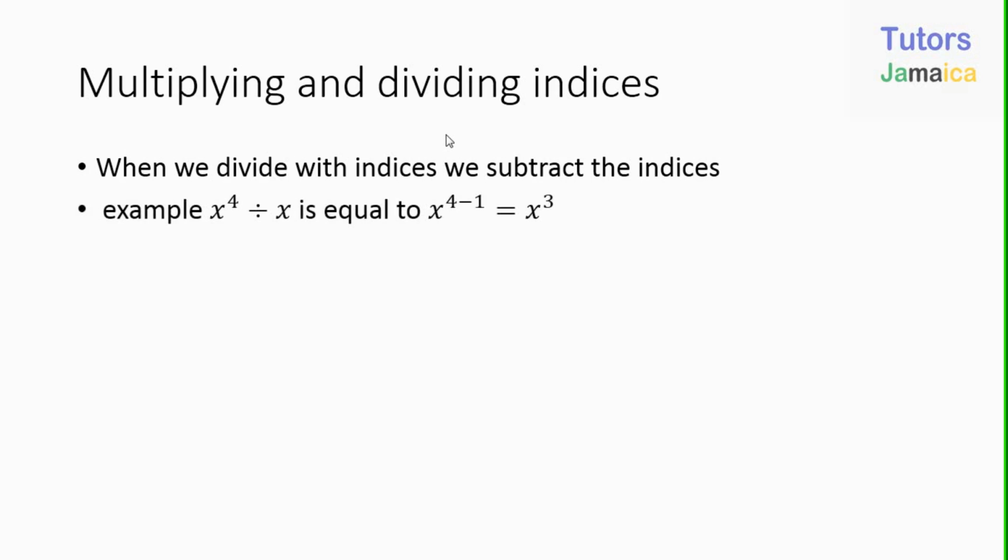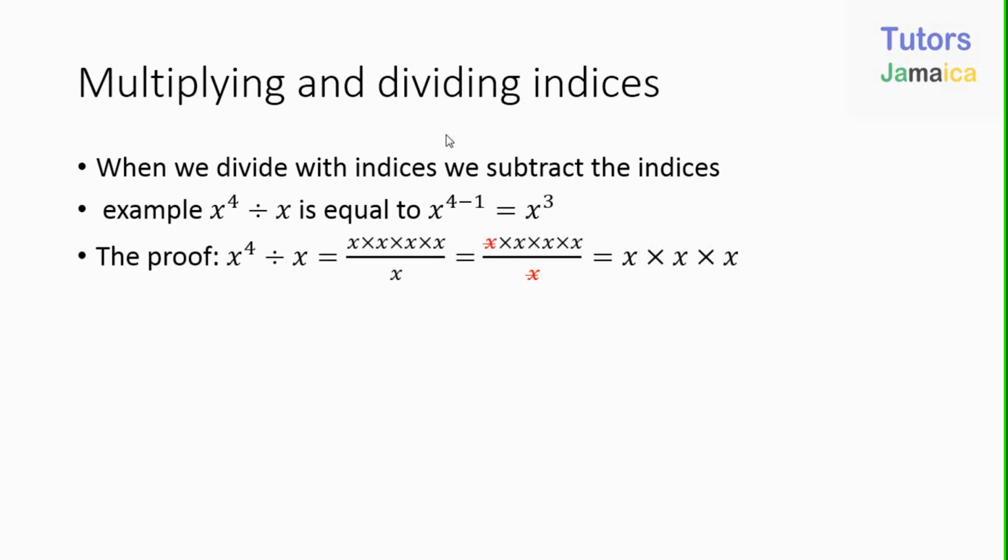For example, x to the 4th divided by x is equal to x to the 4 minus 1. Because remember that x by itself means x to the 1st, but we don't write the 1st. So we know that 1 is the index of x and 4 is the index of x to the 4th. So 4 minus 1 will give us 3. So x to the 4th divided by x is equal to x cubed.